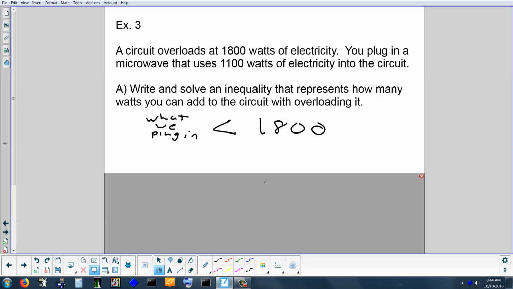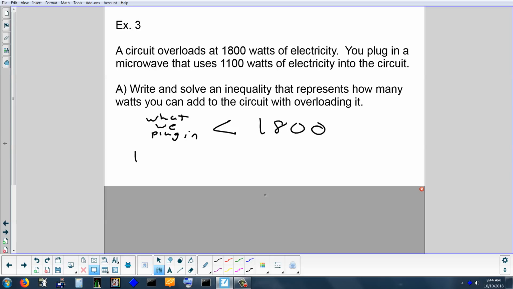So now let's look at what we've plugged in. What have we plugged in so far? How much? 1100. Yep, 1100. So we've plugged in 1100. Now, how would I represent adding more to 1100? What operation? Because I can still do more than 1100. So how would we represent doing more to 1100? What operation? Yusuf? Addition, yeah.